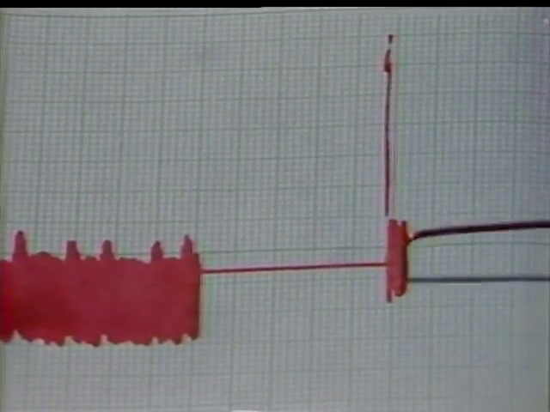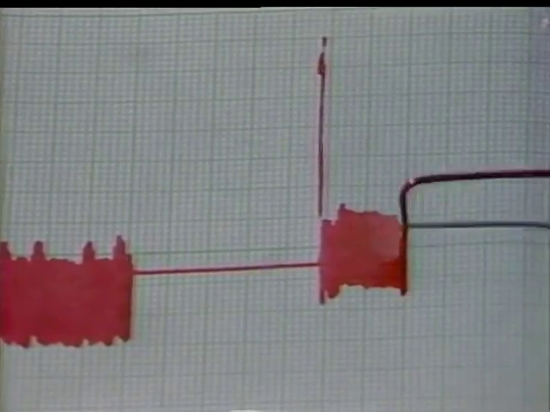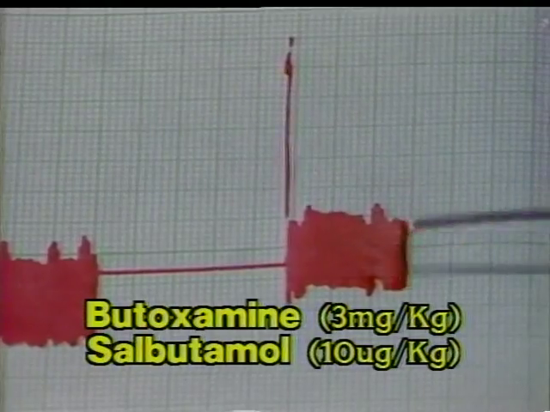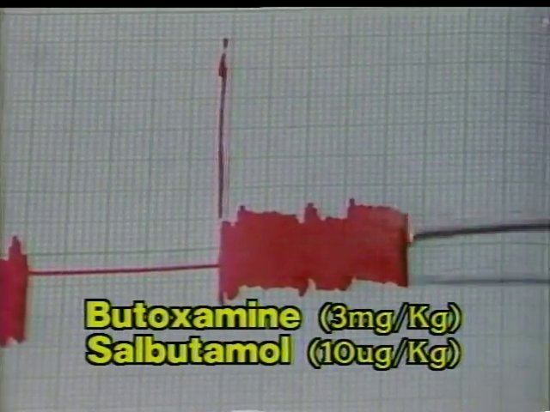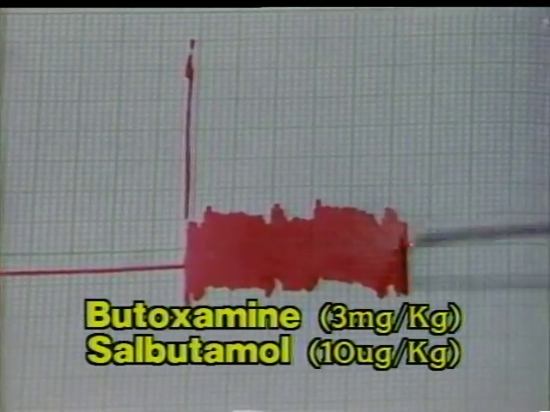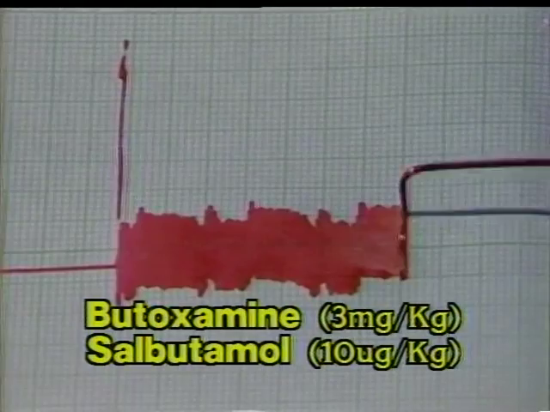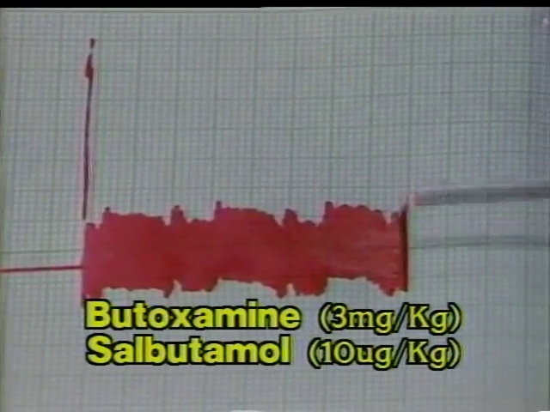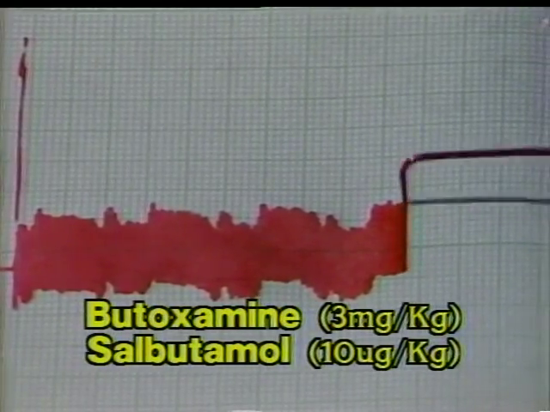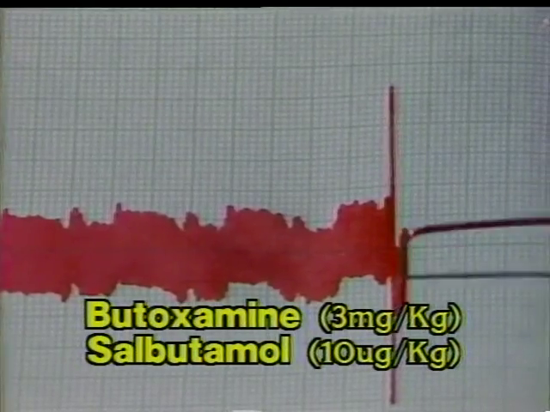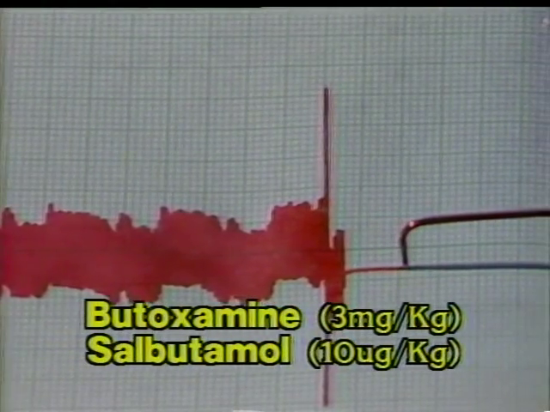This decrease in blood pressure observed with salbutamol should be antagonized by injecting butoxamine, the beta-2 receptor antagonist, before salbutamol. As expected, when butoxamine, 3 milligrams per kilogram, was infused before salbutamol, 10 micrograms per kilogram, no change in blood pressure is recorded, indicating that butoxamine had effectively antagonized the effect of salbutamol on beta-2 receptors.